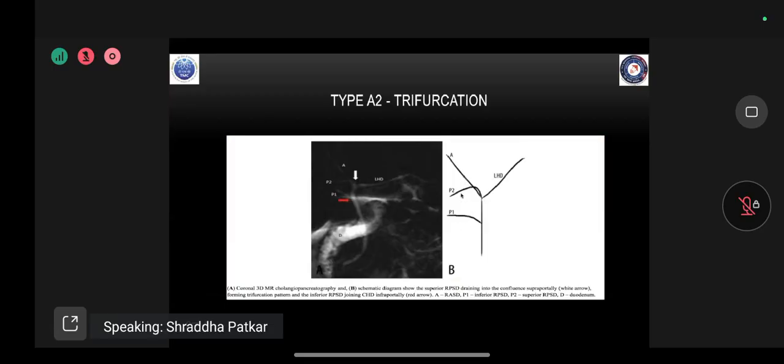This is a trifurcation. As you can see, this is the superior right posterior sectoral, which is draining at the confluence. So if you are dissecting the hilar plate, you can injure this. So we have to be very careful while dissecting at the hilum. Try to avoid energy devices. Do some sharp dissection with scissors, and you will be okay.